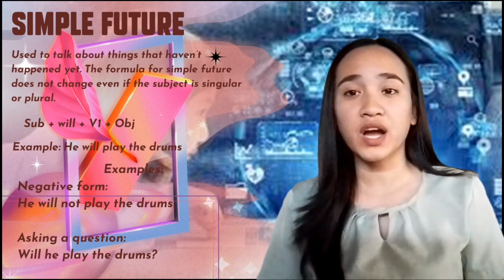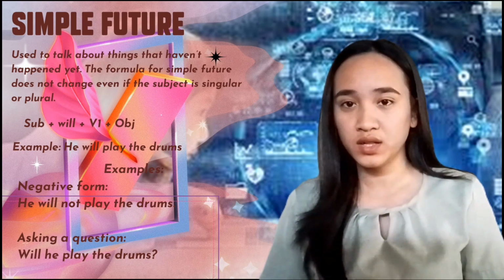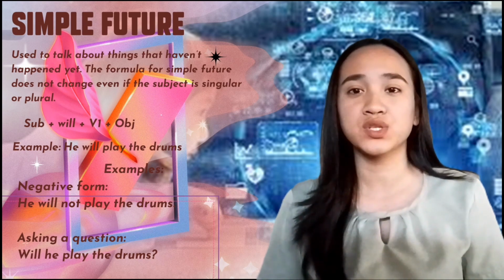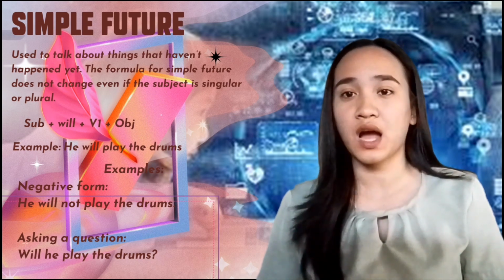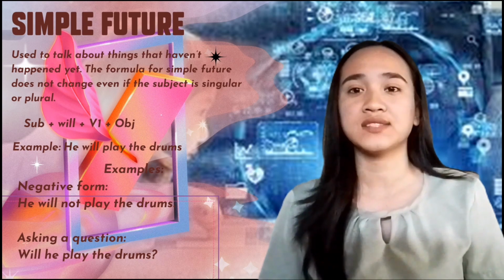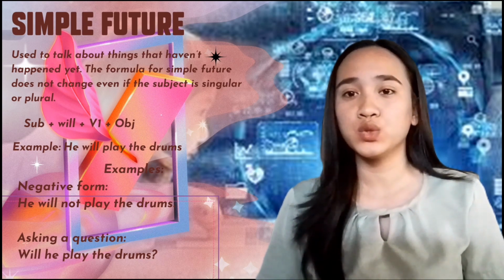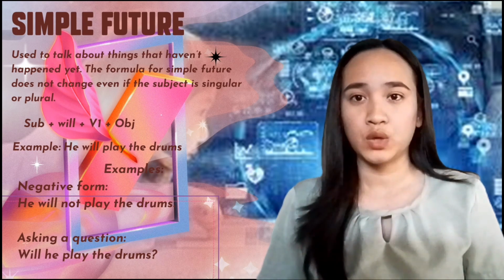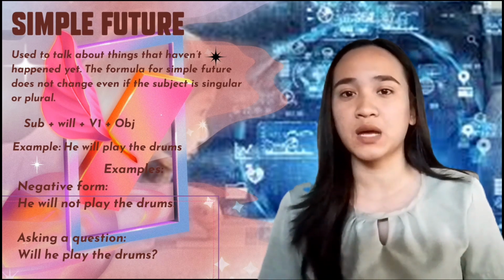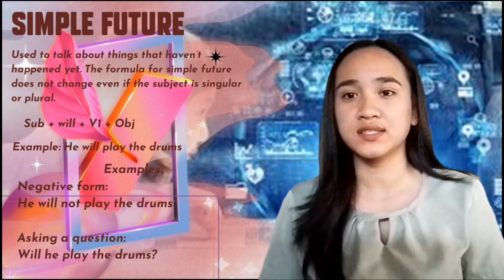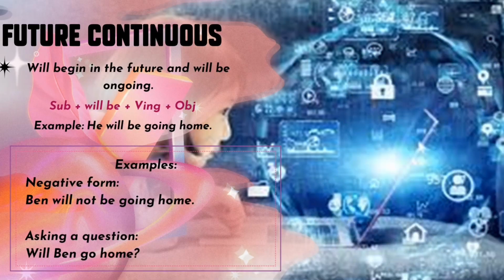Example: will Jack join the pageant at school? In this example, we used will, and Jack is our subject, plus join as the root form of the verb. Next is: what will you do after the competition? We used will, and you as the subject, plus do as the root form of the verb.